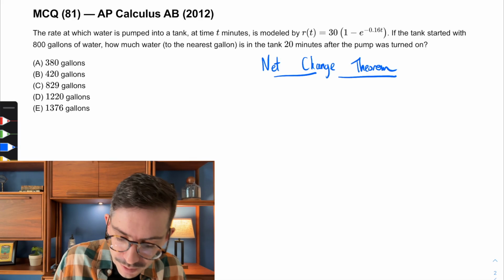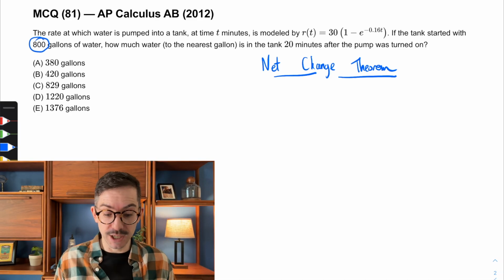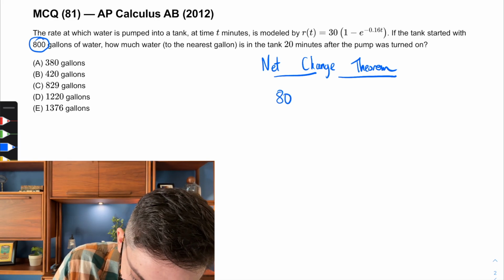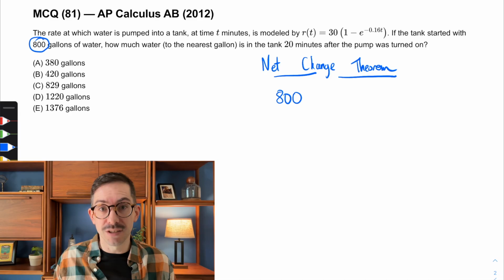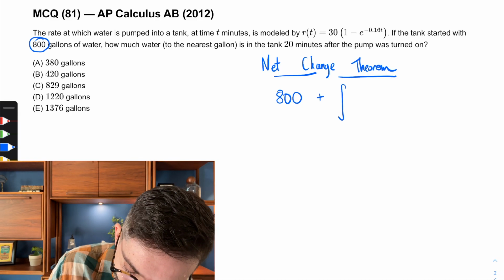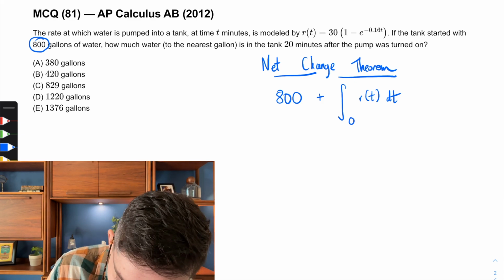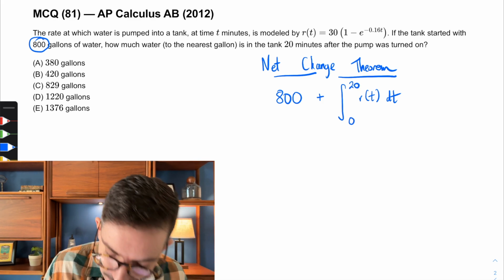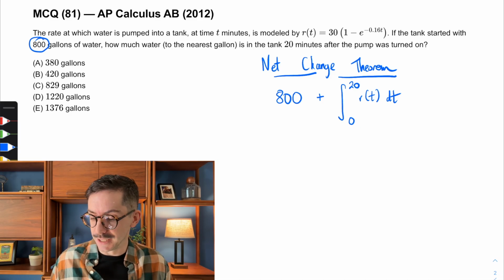So the net change theorem says we're supposed to start with whatever our initial quantity was. In this case, it was 800. To figure out what the net change is, I add on an integral. So I'm going to integrate the rate, r of t, with respect to t, and my interval over which I'm going to integrate is the first 20 minutes, from 0 up to 20.